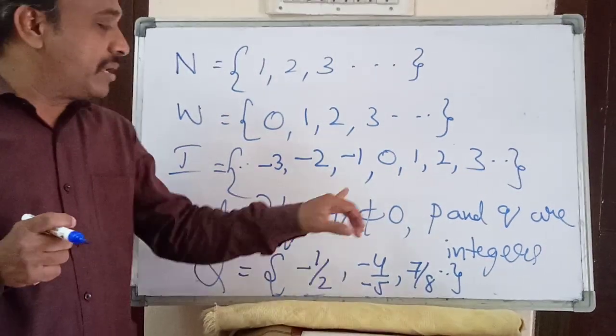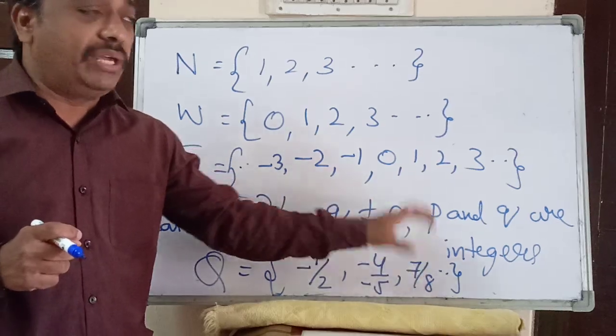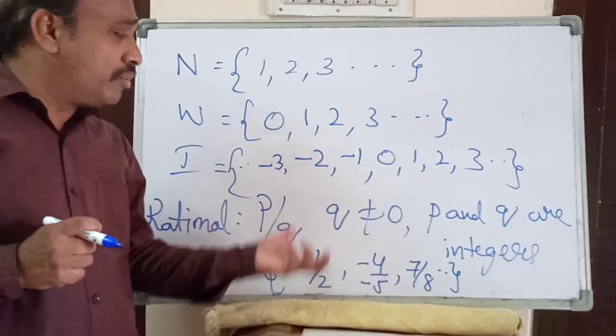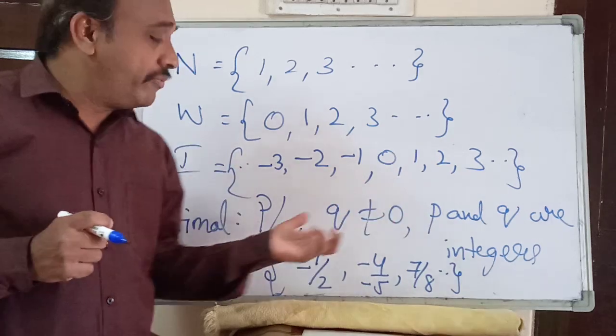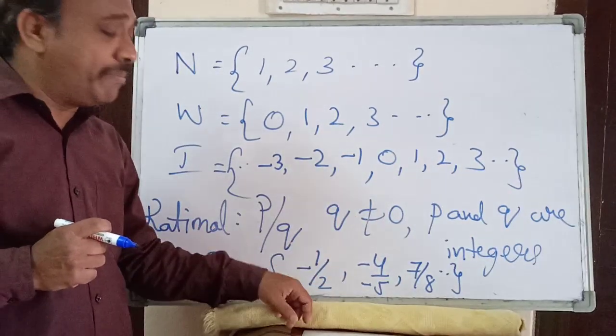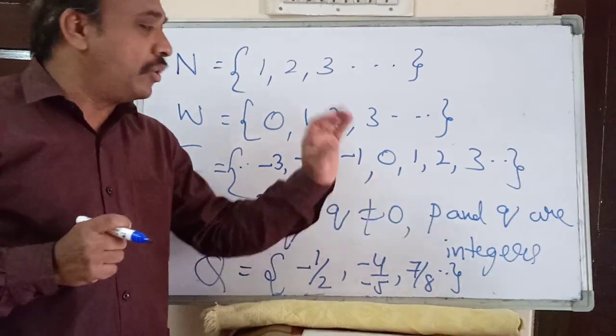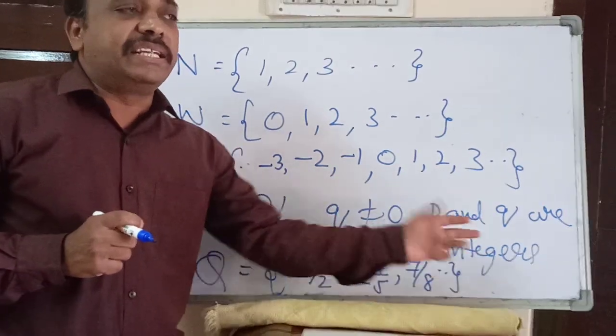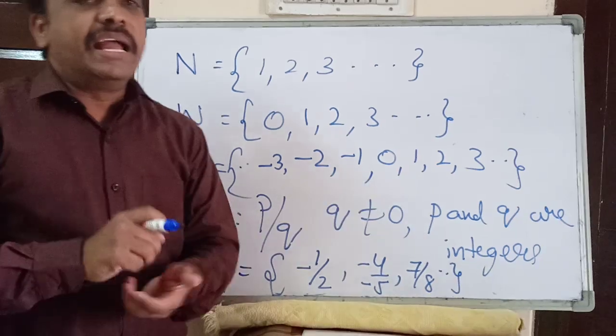Here we need to observe that Q should not be equal to 0. If Q becomes 0, there is no meaning. We cannot define the value. That's why Q should not become 0. Q can never be 0. P and Q can be integers, which means they may be positive or negative.